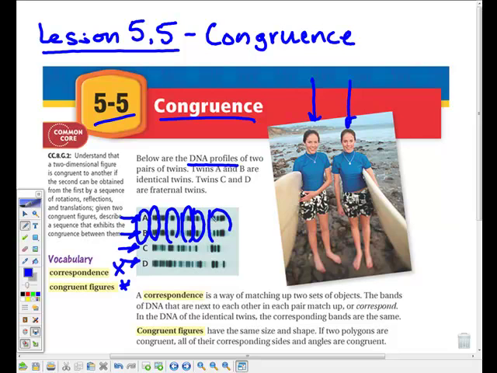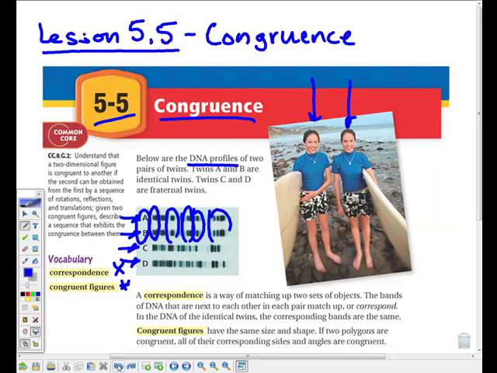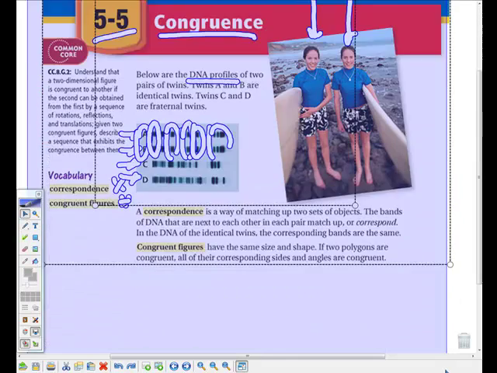Correspondence is just a way of matching up two sets of objects. And then you have the definition for congruent figures. So if you'd like to pause the video now and copy down everything that you see on this right here, go ahead and do that. Just kidding. Don't actually pause the video and copy all that down. Let me get rid of all of this stuff and I'll let you know what I do want you to write down.